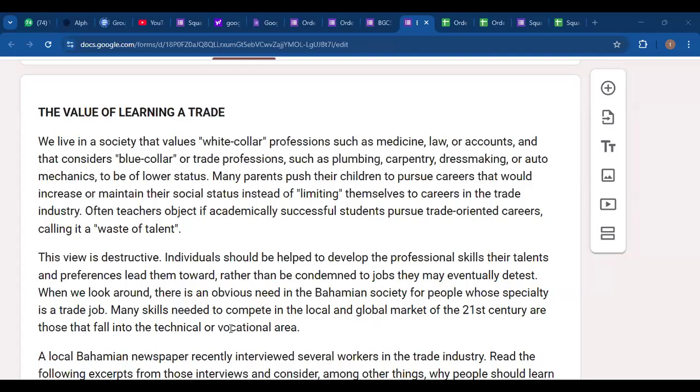When we talk about trades, we're talking about things that you could do with your hands, right? Maybe a plumber. Plumbing is a trade. Mechanic is a trade. Carpentry is a trade. The persons who do your roof, like construction, that's a trade, right?